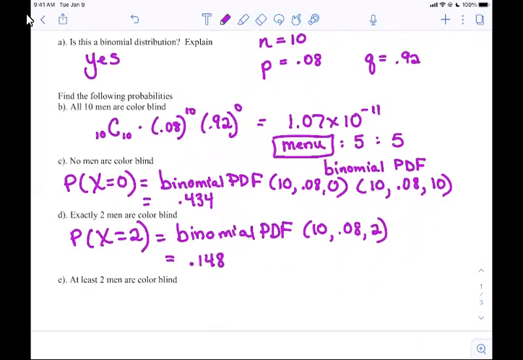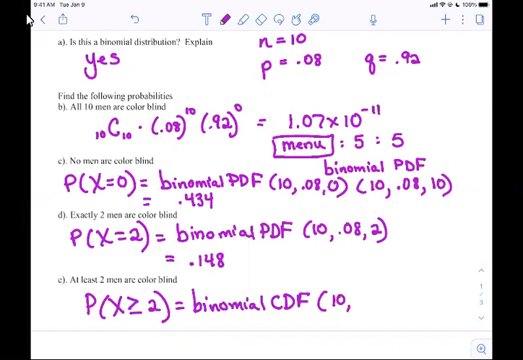In part E, what is the probability that at least 2 men are colorblind? So now watch this, be careful, because the answer is not the same as part D. 2 and at least 2 are not the same. So this is an interval, a continuous interval. So you're going to go 10, 0.02, and then it asks you for a lower bound and an upper bound. So this is going to go 2 to 10.